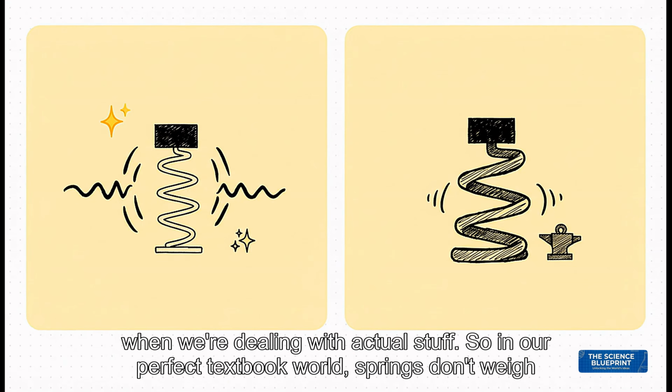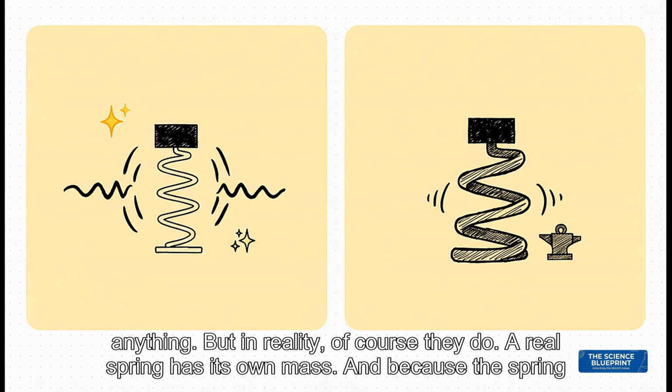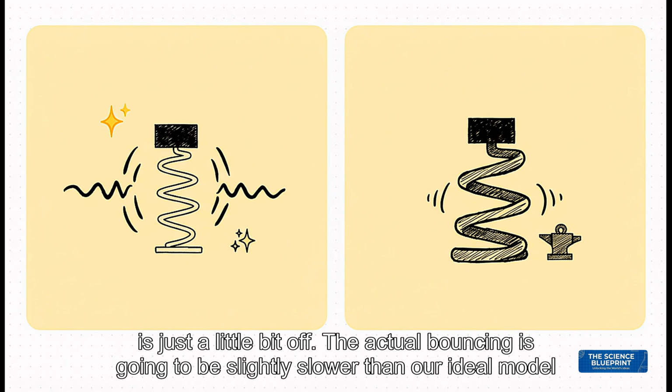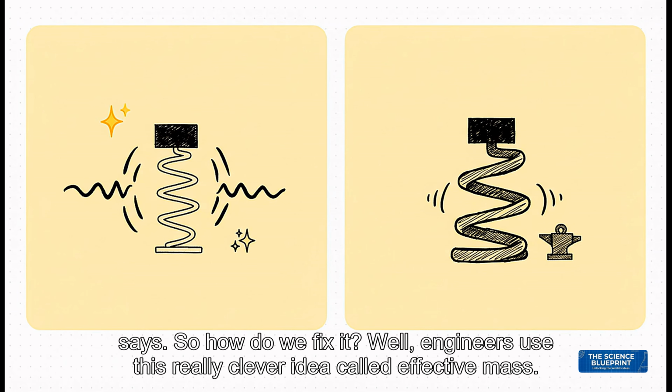So in our perfect textbook world, springs don't weigh anything. But in reality, of course they do. A real spring has its own mass, and because the spring itself is moving up and down, it has its own kinetic energy. And that means our simple model is just a little bit off. The actual bouncing is going to be slightly slower than our ideal model says.